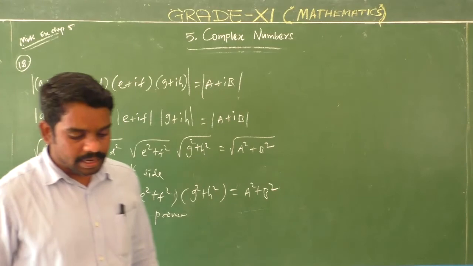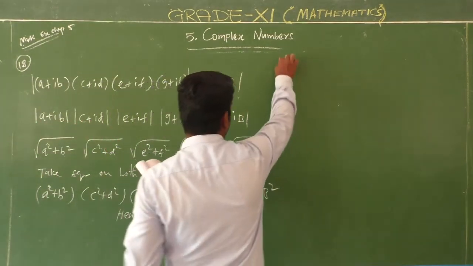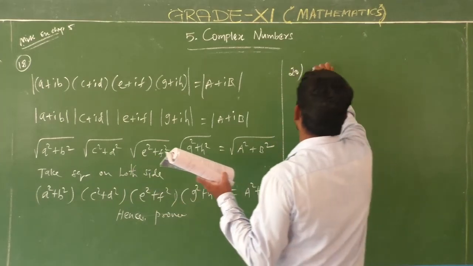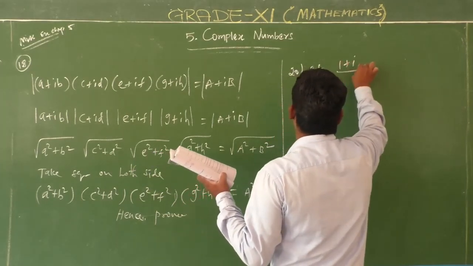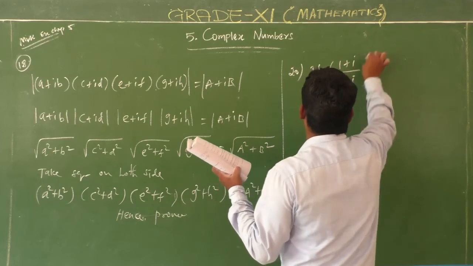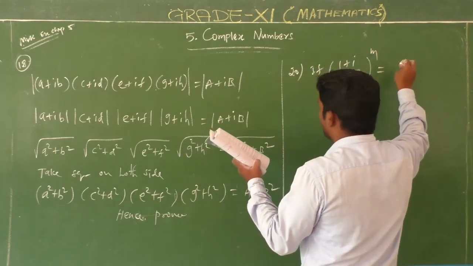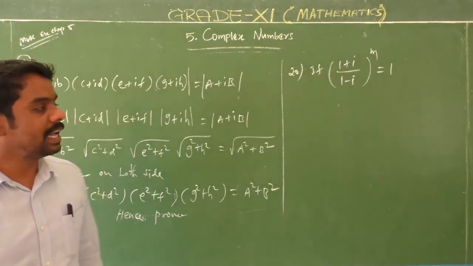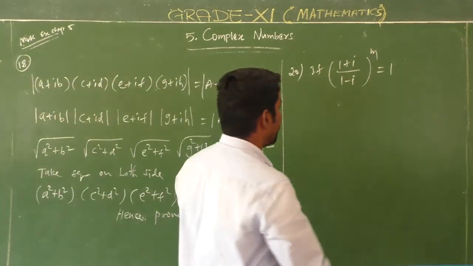Right. Next question, question number 20. The last question. If ((1 plus i) by (1 minus i)) whole power m is equal to 1, then find the least integral value of m.